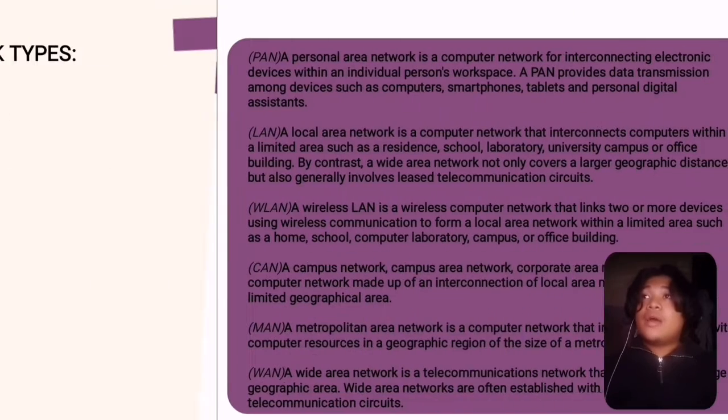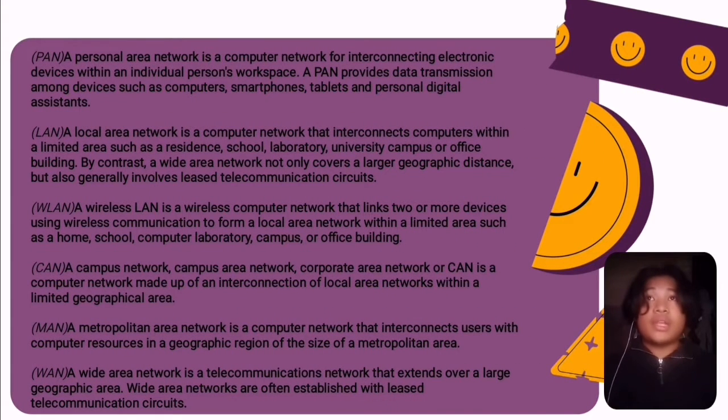At ito po sila. PAN, a personal area network, is a computer network for interconnecting electronic devices within an individual person's workspace. A PAN provides data transmission among devices such as computers, smartphones, tablets, and personal digital assistants. LAN, a local area network, is a computer network that interconnects computers within a limited area such as a residence, school, laboratory, university campus, or office building. By contrast, a wide area network not only covers a larger geographic distance, but also generally involves leased telecommunication circuits.